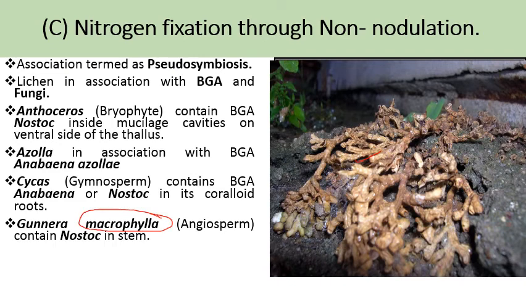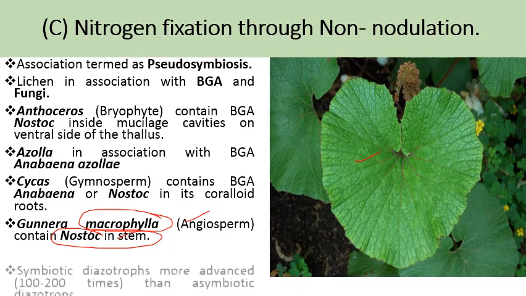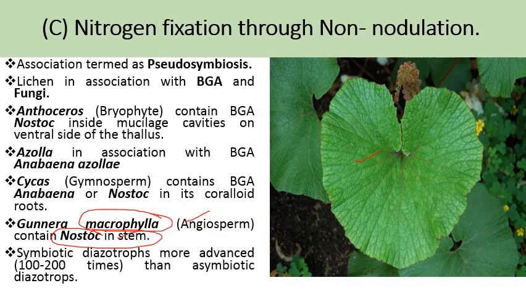Then we have Gunnera macrophylla. Gunnera macrophylla is an angiosperm which has very big leaves. It contains Nostoc in the stem. So this is also nitrogen fixation through non-nodulation. This is the photograph which shows Gunnera macrophylla. Then we have symbiotic diazotrophs, which are more advanced, that is 100 to 200 times more advanced than the asymbiotic diazotrophs. So they fix nitrogen in greater amounts. Symbiotic diazotrophs means those that fix nitrogen in association with another organism. So these are the three ways of nitrogen fixation.